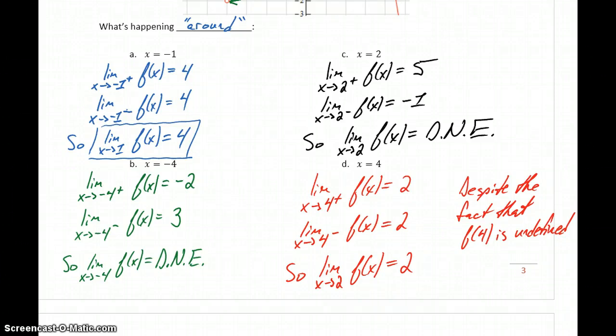So it's possible in our first example, the function was actually defined at 4 and the limit is 4, but here our function is undefined at 4, but the limit still exists. So we can have either case happen. The function doesn't have to be defined in order for the limit to exist. All we need are those right and left-hand limits to match up.